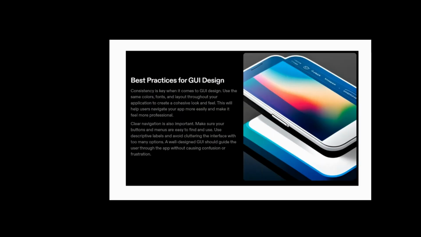So, coming to best practices for the GUI design. Consistency is a key when it comes to GUI design. Use the same colors, fonts, and the layouts throughout your application to create a cohesive look and feel. This will help users to navigate your app more easily and make it feel more professional.